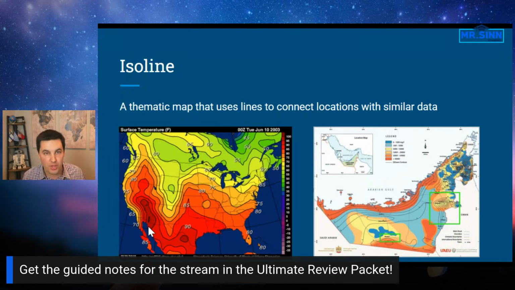Again, all of these are thematic maps. So remember that they're all displaying data. They're all displaying some information. It's not just showing the Earth's surface, which would be more of a reference map.